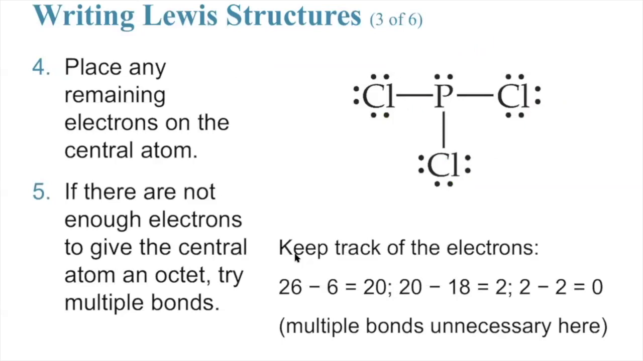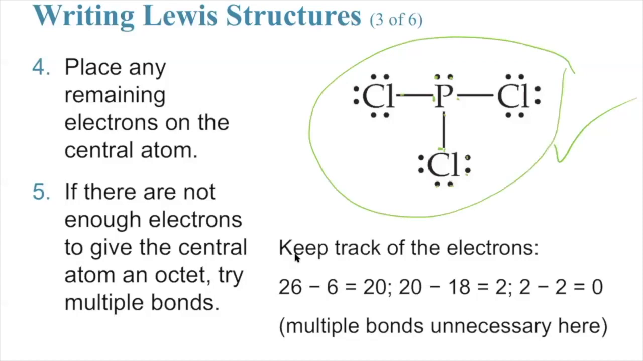Now, in this case, there are no multiple bonds. Sometimes you're going to have to convert to a double bond, but in this case you won't have to, because notice that your chlorine has 1, 2, 3, 4, 5, 6, 7, 8. So it's happy because it has the octet. Phosphorus has 1, 2, 3, 4, 5, 6, 7, 8. Phosphorus is also happy, which means that this compound is drawn correctly.